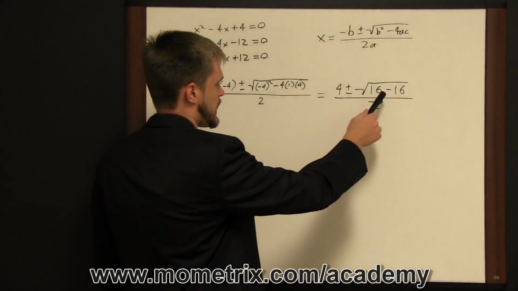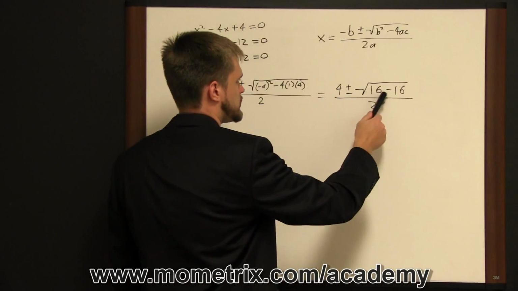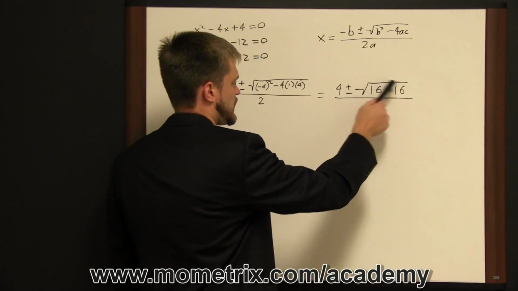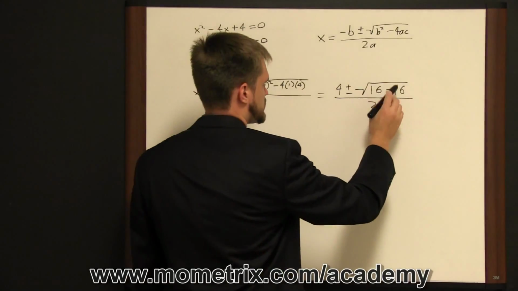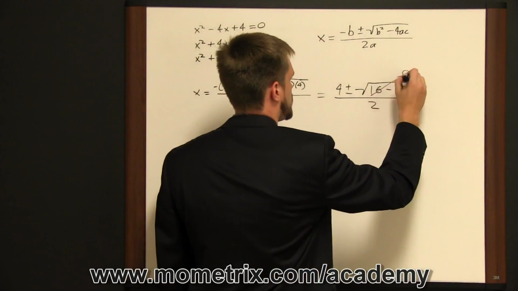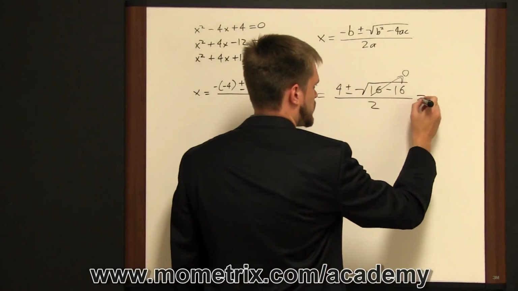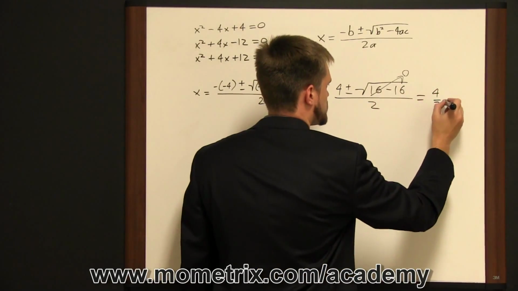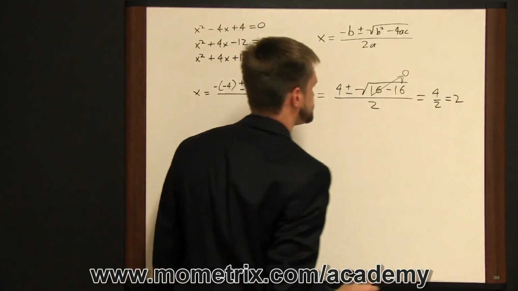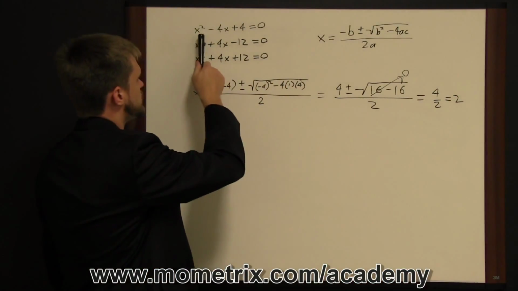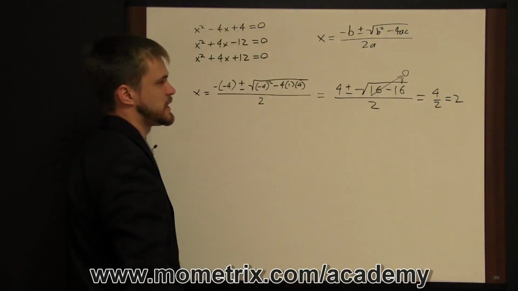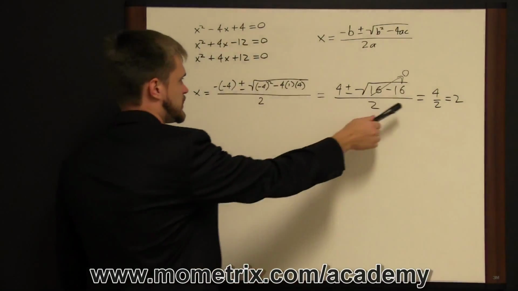So in this case, the term under the radical symbol, 16 minus 16, is equal to 0. And so the plus or minus doesn't matter. All that we're left with is 4 divided by 2, or 2. And so this equation only has one solution, x equals 2.